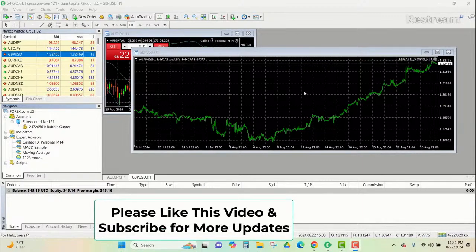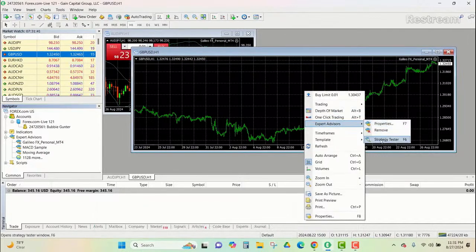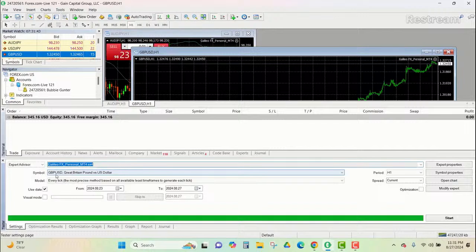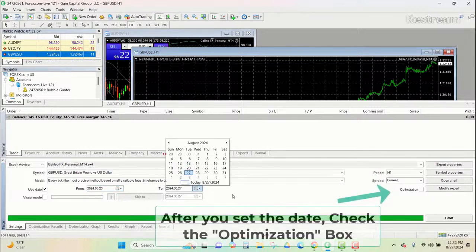Now that you have that done, you're going to go back to your screen with the green lines and you're going to right click and go to Expert Advisor Strategy Tester, okay? Now you're going to be testing the GBP USD, Great British Pound versus the US dollar. All right, and you're going to want to set the date for 1 week ago. You're going to have to back it up a week. So today's the 27th. So we go 1, 2, 3, 4, 5. Good. 23rd to the 27th, right there. Bam.